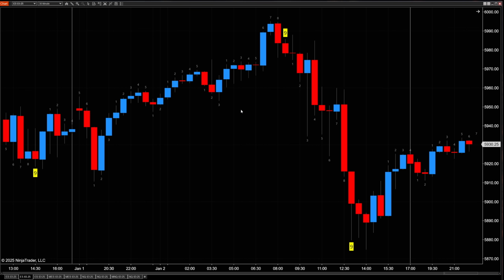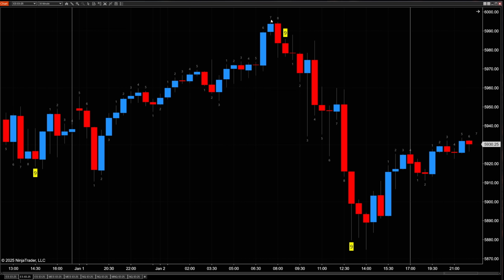Now for this example, we're going to use the NinjaTrader platform since it's much easier to see the 9 counts as they are highlighted in yellow. So the first thing we need to be able to do, obviously, is go ahead and identify the 9 count. Well, there we go. We have the 9 count.